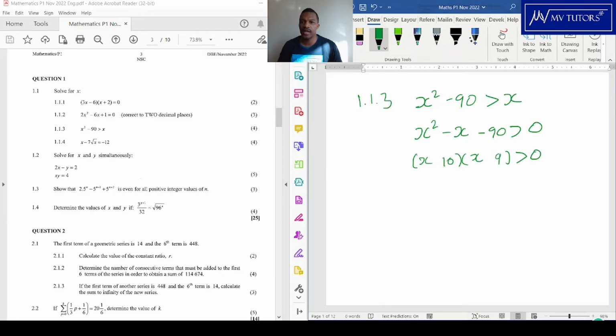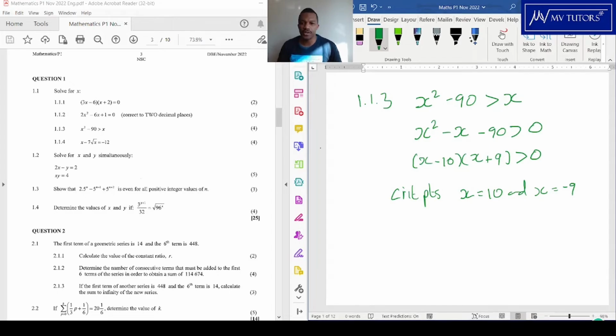And 9. Which one is going to be minus? It's the bigger one, because minus 10 plus 9 gives you a minus 1. So that means that our critical points are x is equals to 10 and x is equals to minus 9.